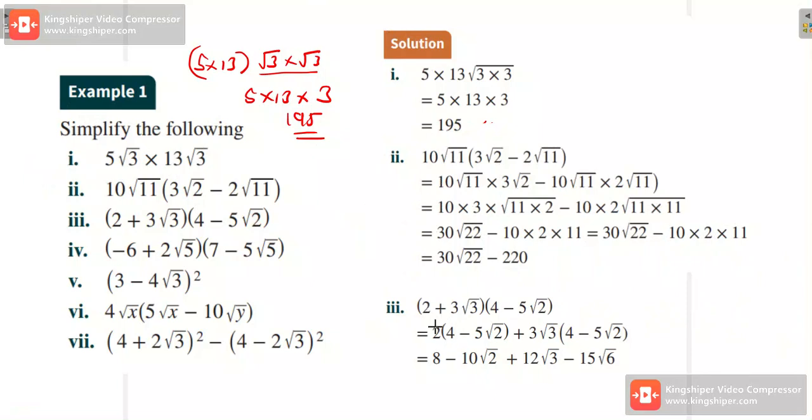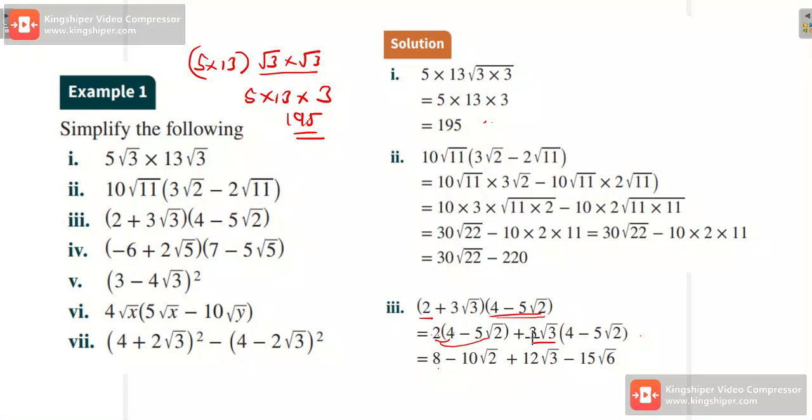What we need to do is to expand using the distributive property. So start with the 2 and use it to multiply the entire bracket here. Then plus, we also take the second part, which is 3 root 3, and use it to multiply the second bracket. Now we can expand using the distributive law. So 2 times 4 is 8, and 2 times negative 5 is negative 10. The root 2 is there, so you bring it.